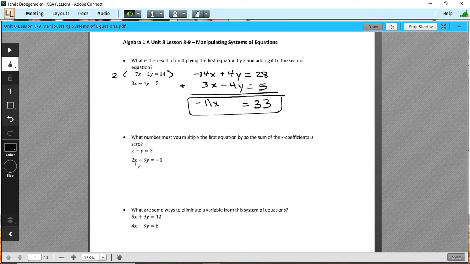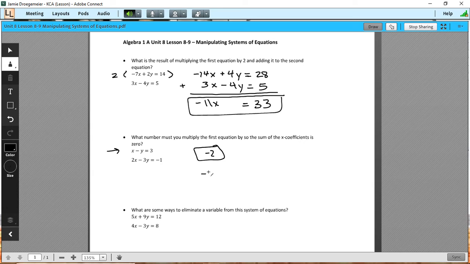So our x term, remember, coefficient is the number in front of that variable. And so they want to know, what would I multiply that first equation by so that when I add those two equations together, those x coefficients sum to 0? Well, right now, this equation has a coefficient of 2 with the x. And so if I want to add these together and get them to 0, I would need this one to be negative 2. So I'm going to multiply that first equation by negative 2.